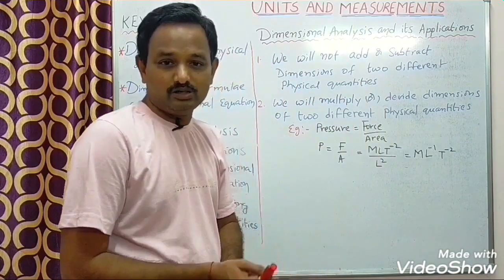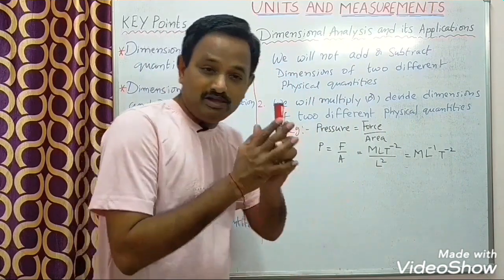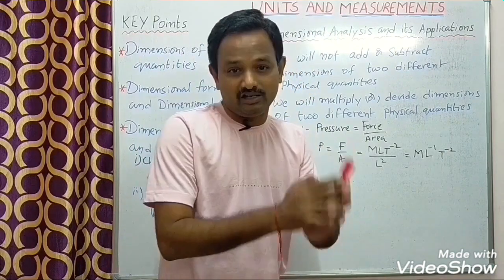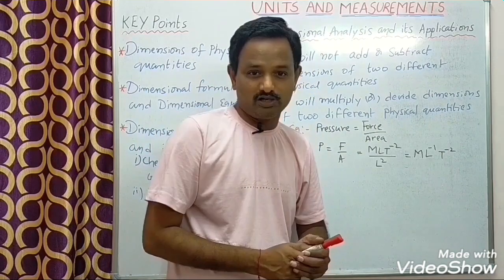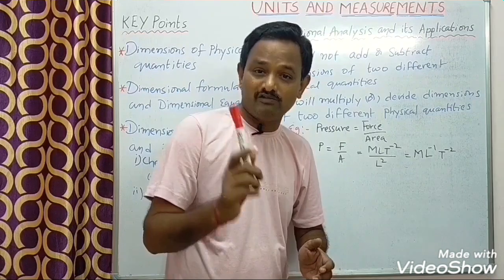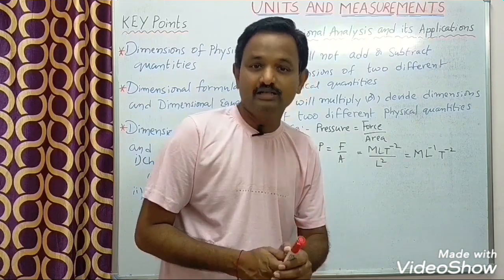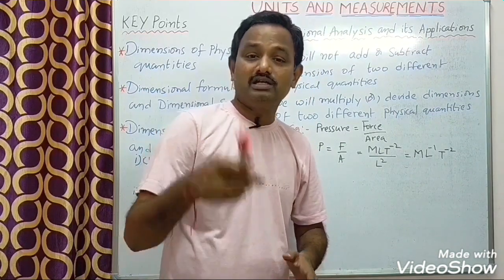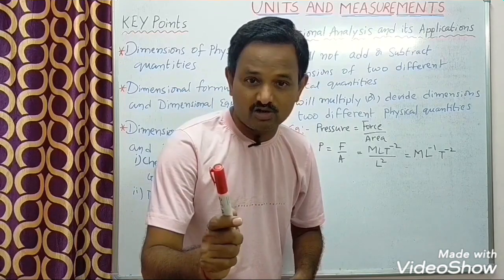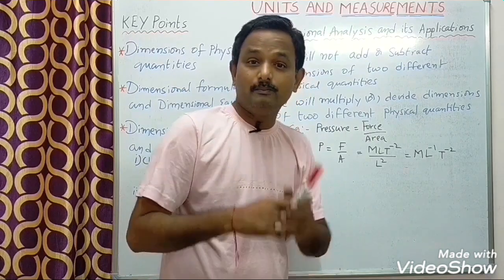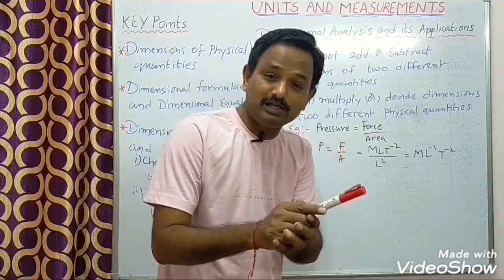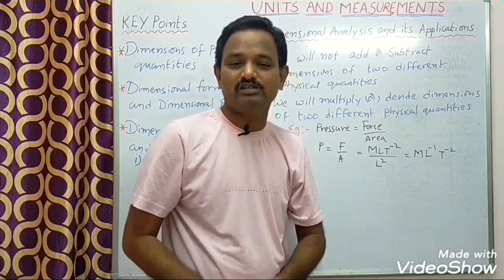Okay. So here we will multiply or divide two different physical quantities. In the final result, what will we get? We will get the dimensions of that physical quantity which is obtained by dividing or multiplying the other physical quantities.